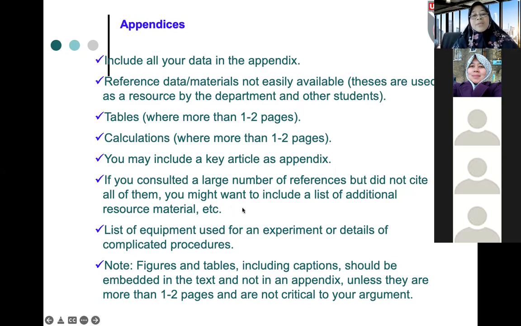If you consulted a large number of references but do not cite all of them, you might want to include them. Usually it's not done. Usually you have to list all the references in the reference section. Also, equipment, I have never come across equipment put in the appendix. It's always in the method section. Figures and tables, including captions, should be embedded in the text and not in the appendix, unless they are more than 1 to 2 pages and are not critical to your argument.